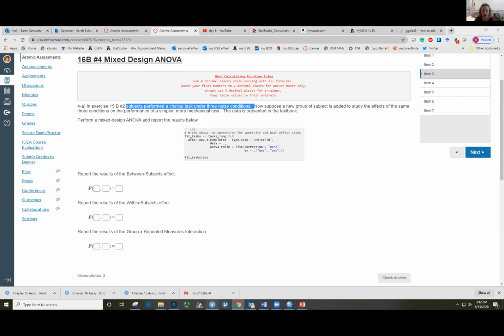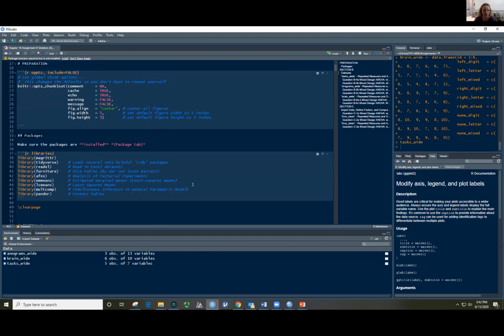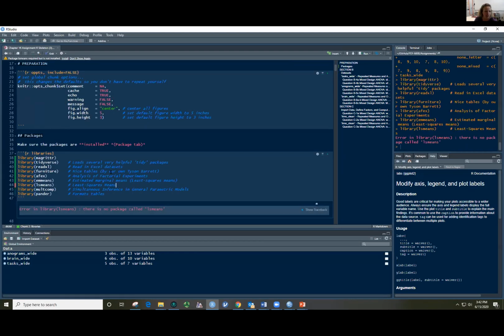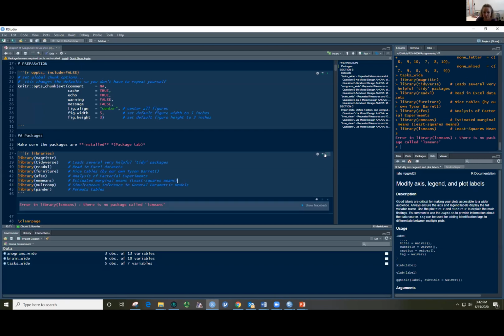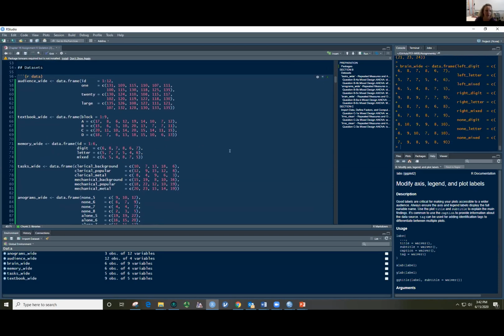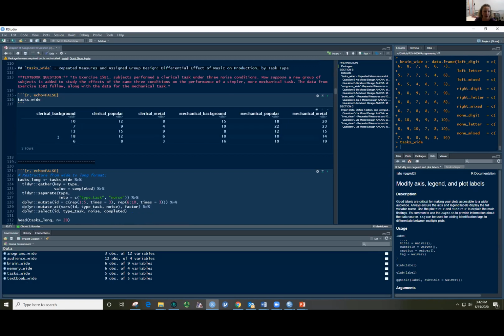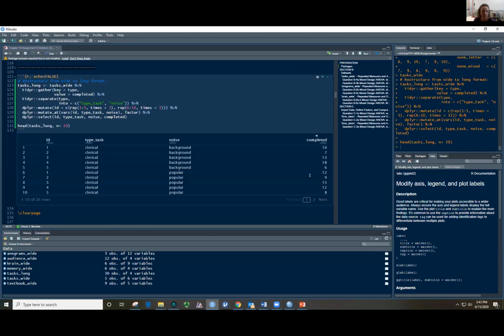So if we go into R, let's see, we load our packages. We do not need lsmeans anymore because it's defunct. And then read in all of our little toy data sets. So here is the task wide, and we're going to turn it into task long.